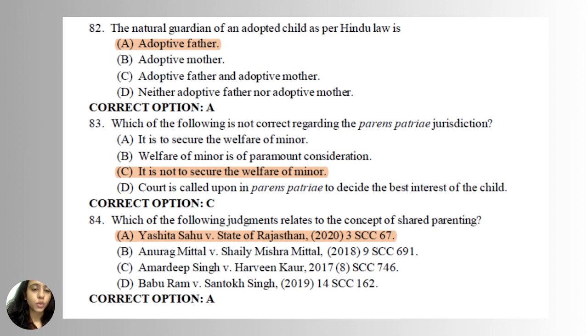Next question was, who is the natural guardian of an adopted child? So the correct answer is adoptive father. Next question was, which of the following is not correct regarding parens patriae jurisdiction? Parens patriae jurisdiction ensures the welfare of its subject. So option C, which says that it is not to secure the welfare of the minor, is the incorrect understanding of parens patriae, and that is why this is the correct answer.